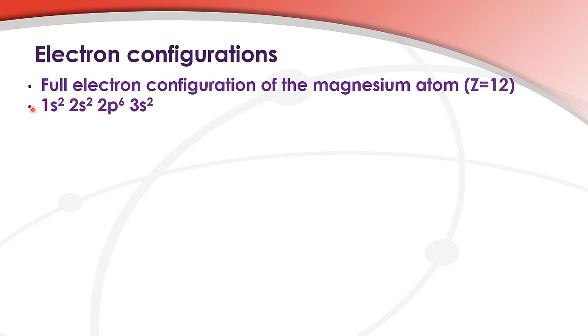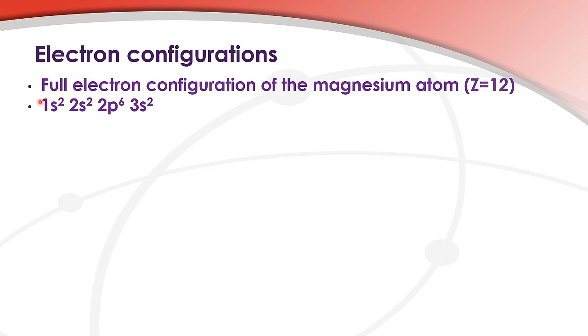So here's the electron configuration for the magnesium atom. We start with the lowest energy orbitals first, which is the 1s. The number at the start, that 1, tells you the principal quantum number, or the number of the energy level. Next, the s or the p or the d or the f tells you the orbital. And then the number there tells you the number of electrons in this orbital.